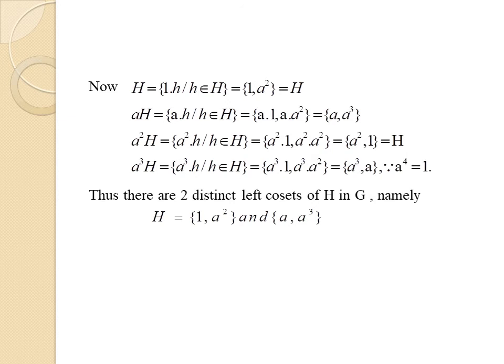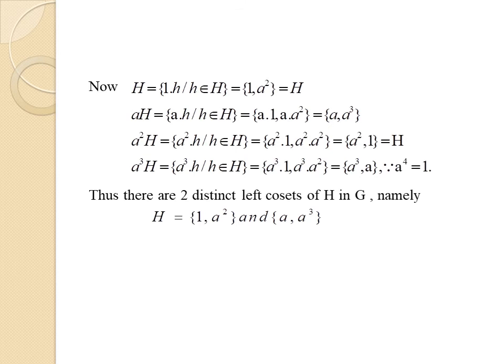We need to find the left cosets, right? We are going to multiply each main group element one by one with H on the left-hand side. So 1 times H gives 1·h. Here we are doing multiplication. This small h belongs to the subgroup H. So 1·h equals h, and h belongs to capital H. H is {1, a²}, so the result is {1, a²}, which is equal to capital H.